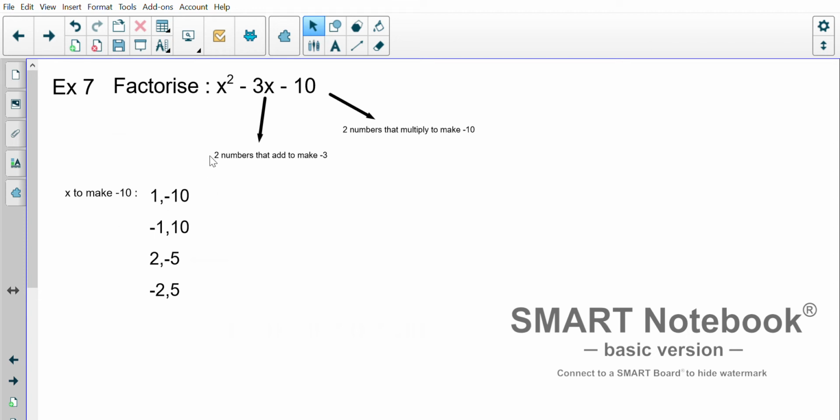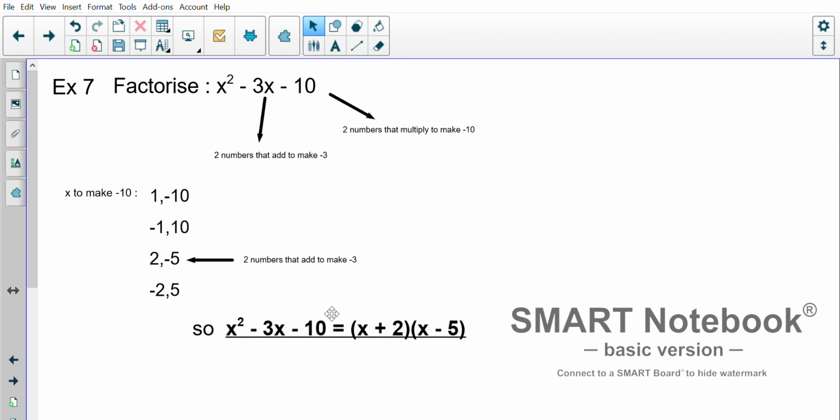So which pair are we looking for? Two numbers that add to make minus 3. It's not going to be any of the two at the top. So we're left with these ones, looking a wee bit more likely, and it's this 2 and minus 5. If we add them together, it comes out to be minus 3. So in your brackets, no surprise, x squared minus 3x minus 10, it's got x plus 2 and x minus 5. And that's it fully factorised there.